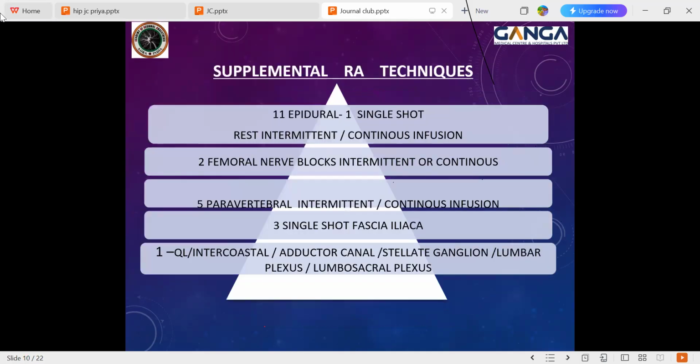These were the supplemental regional anesthesia techniques used in the various RCTs. Out of the 26 RCTs, 11 had epidural single shot, and the rest had intermittent or continuous infusions. There were 2 femoral nerve blocks with intermittent or continuous infusions, 5 paravertebral blocks, 3 single shot fascia iliaca blocks, and 1 each of QL, intercostal, adductor canal, stellate ganglion, lumbar plexus, and lumbosacral plexus block.